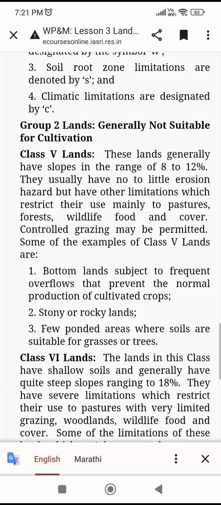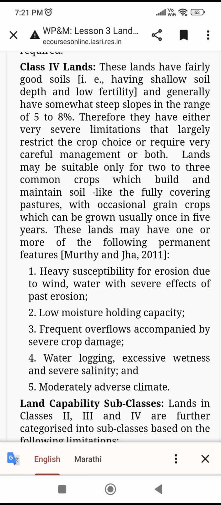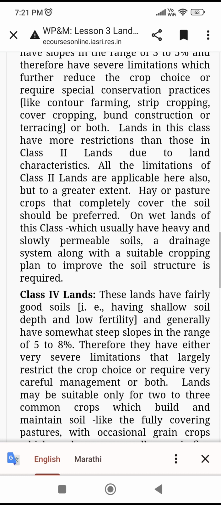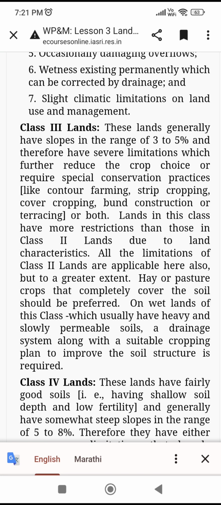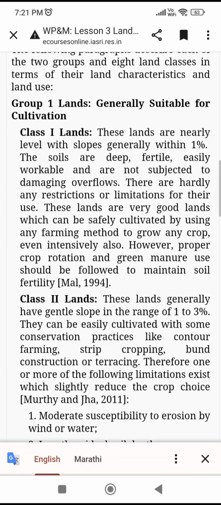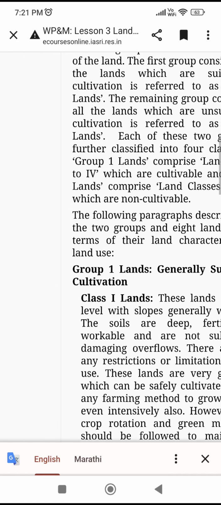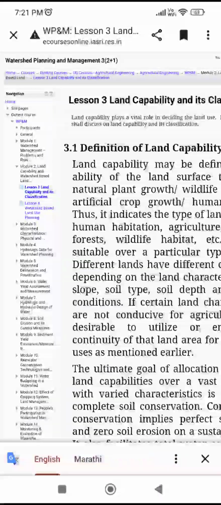Class 5 lands have slope between 8 to 12%, class 4 lands have slope between 5 to 8%, class 3 lands have slope between 3 to 5%, and class 2 lands have slope in the range of 1 to 3%. Class 1 lands are generally level, with slope generally within 1%. So this is land classification. This is an important topic from exam point of view.